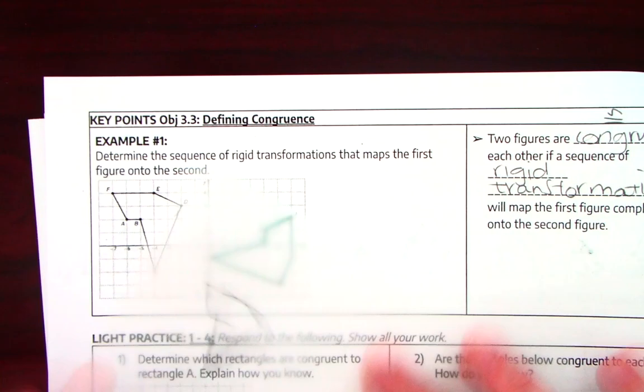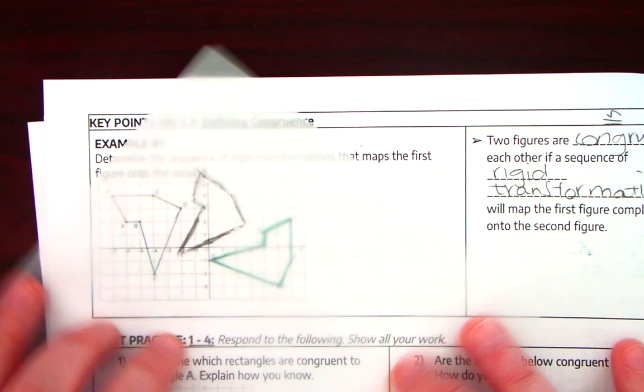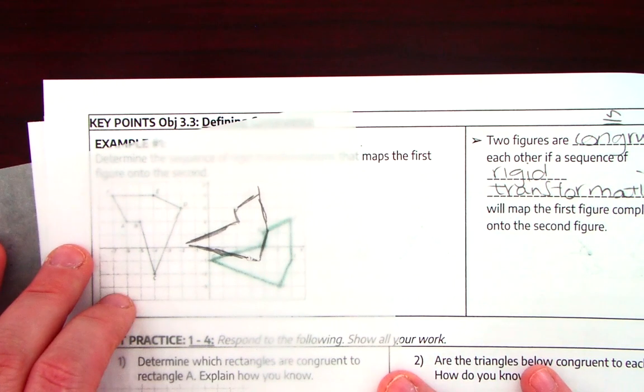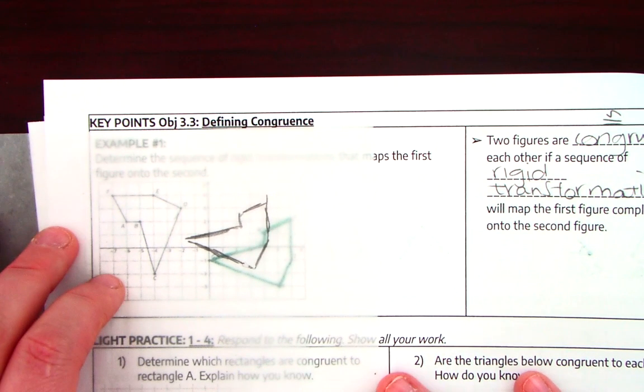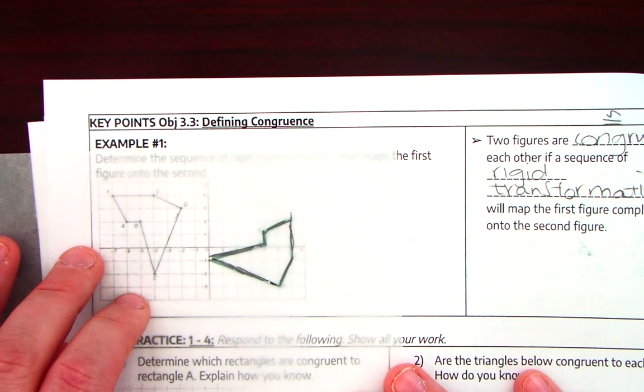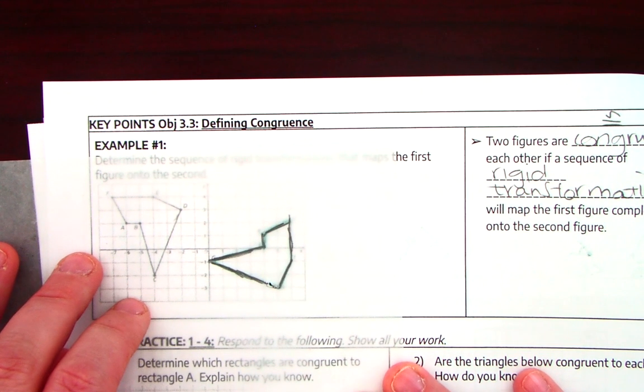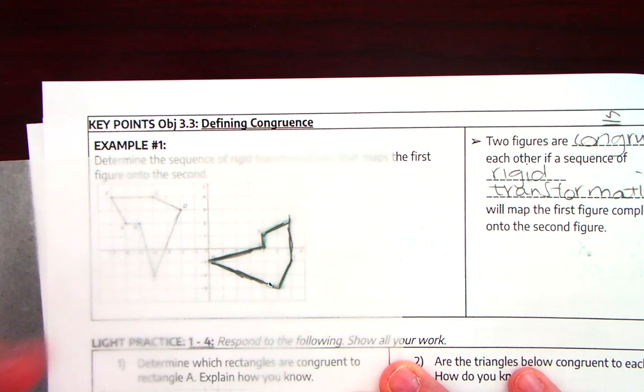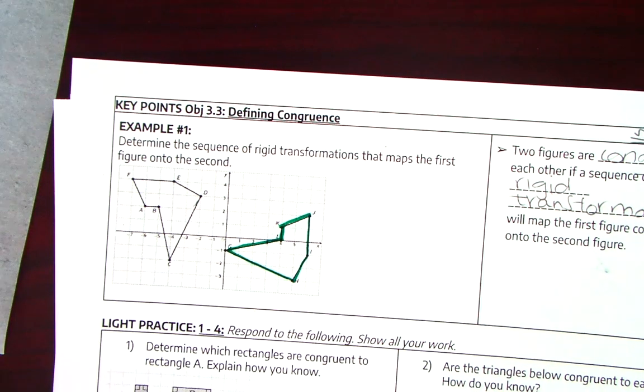Now, when I look at the two figures, let me just think, does a slide work? No. Does a flip work? No. What if I turn it though? Okay, so if I do some turning, I start seeing that maybe the figures are kind of the same. And then if I slide it, oh man, yup, I see that the penciled figure completely overlaps the green figure. So that means we can know that these two are congruent.